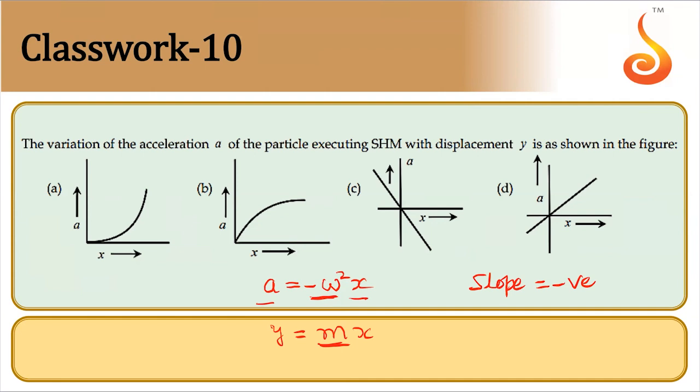So slope is negative. So negative slope means must be option C. In option D, it is positive slope. So it must be option C. It passes through origin and it has negative slope.